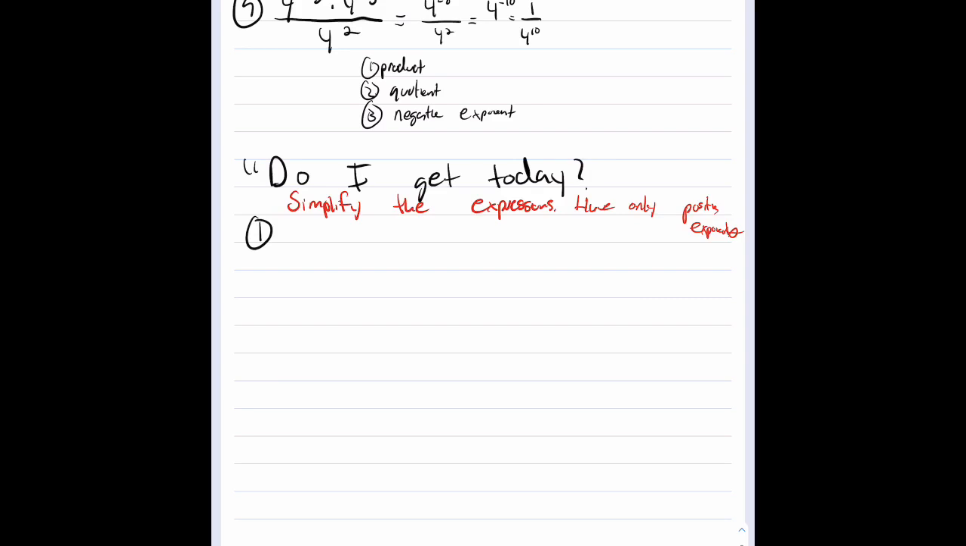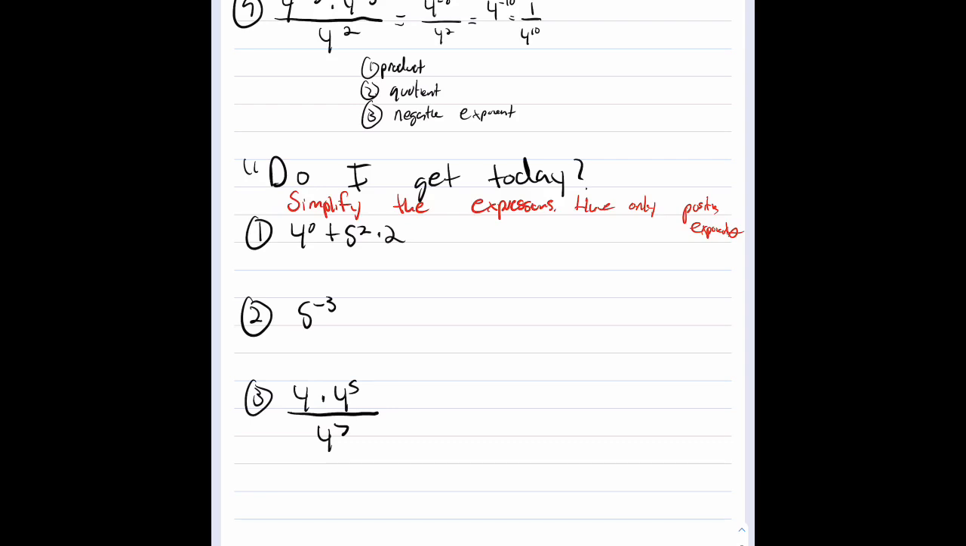So here's number 1. 4 to the 0 plus 5 squared times 2. Number 2 is 5 to the negative 3. And number 3 is 4 times 4 to the 5th, all over 4 to the 7th. Go ahead, pause the video, try those out, see if you got today.